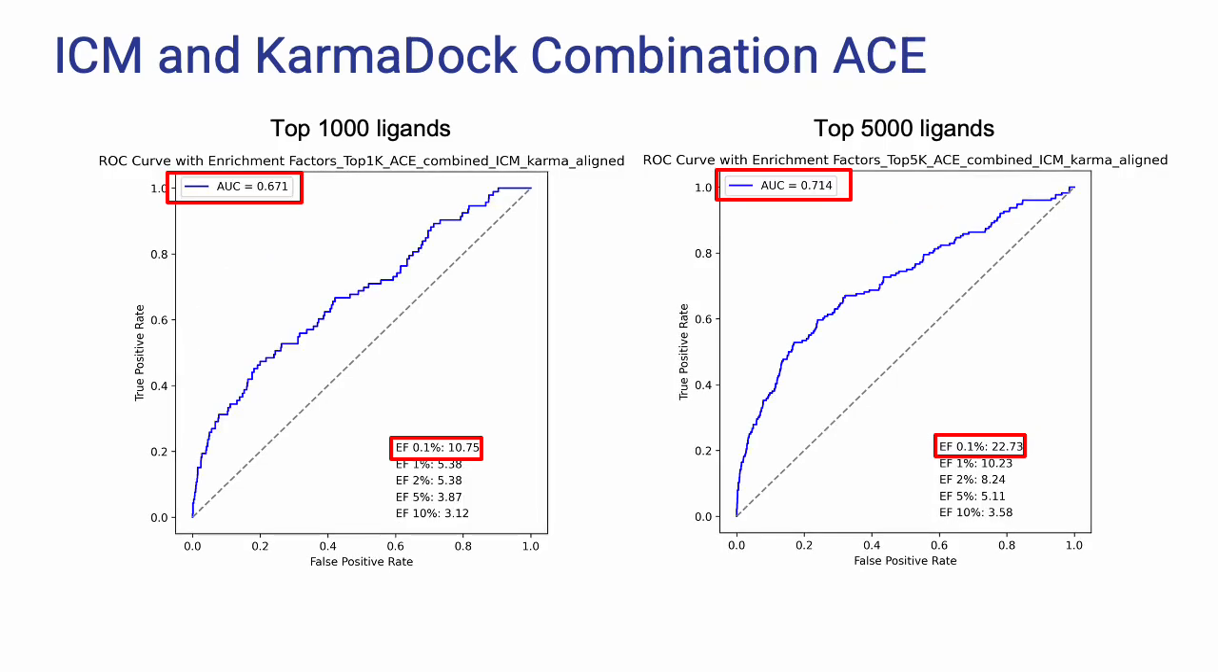For ACE, it had AUC values of 0.67 and 0.71 with EF values of 10.8 and 22.7 for the top 1000 and top 5000 ligands respectively, again showing decent discrimination of actives and decoys but poor enrichment.